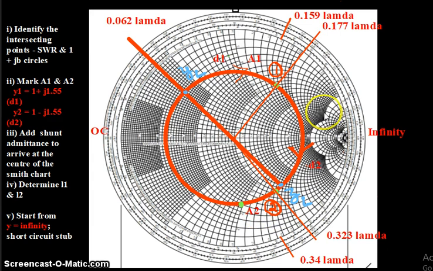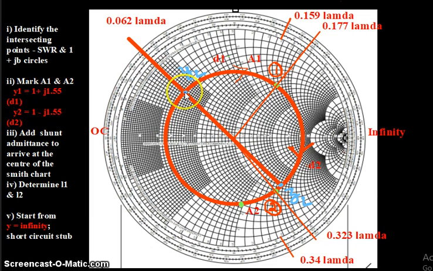Now, we are going to identify the admittance value of these 2 points. That is Y1 equal to 1, the constant conductance value, plus j 1.55. For the bottom case, 1 minus j 1.55. That is explained here. So Y1 equal to 1 plus j 1.55, Y2 equal to 1 minus j 1.55.